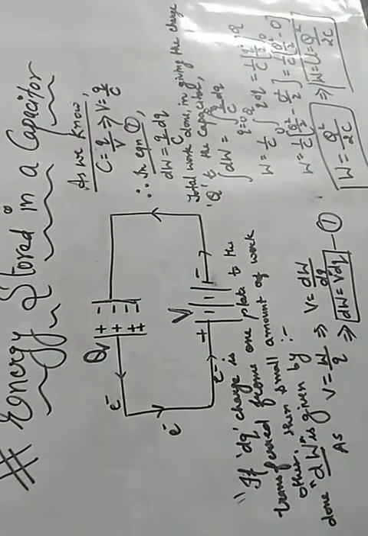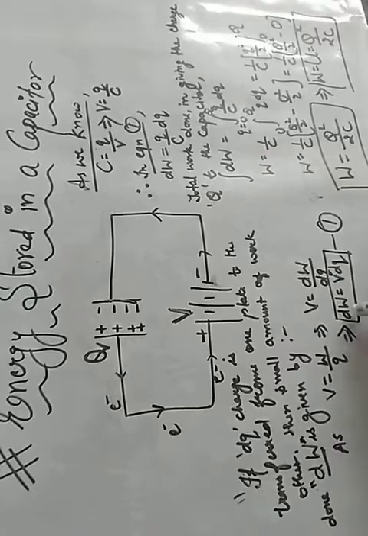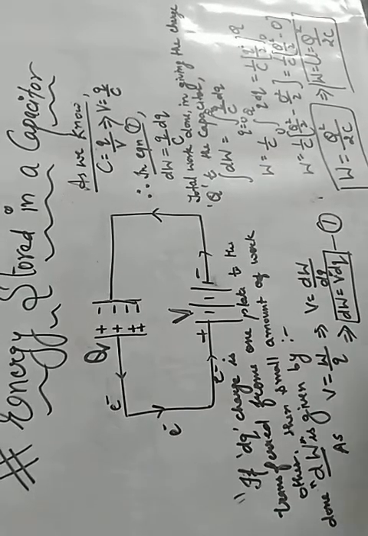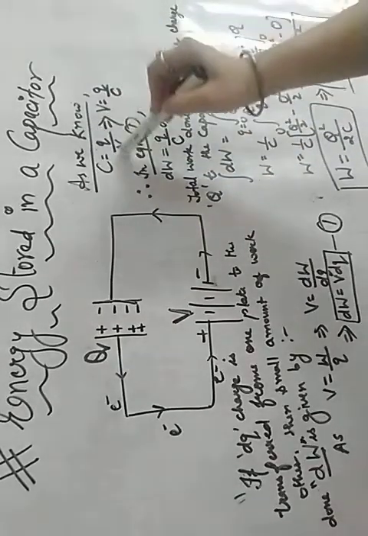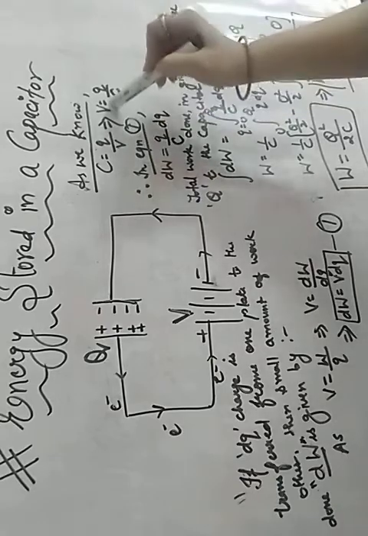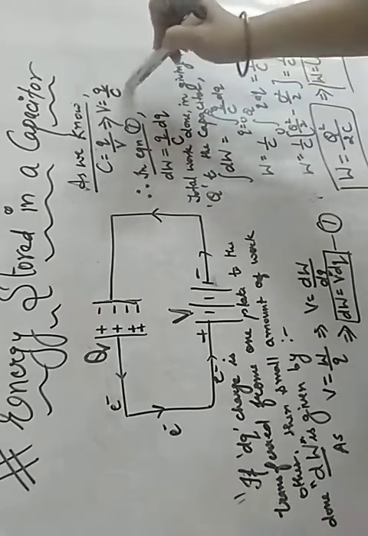Now as we look into it, dW becomes V dQ. Also we know the formula for capacitance: C is equal to Q over V. So from this we can find the value of V, that is Q upon C.